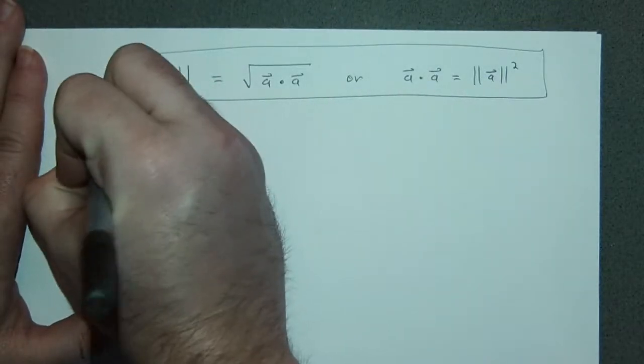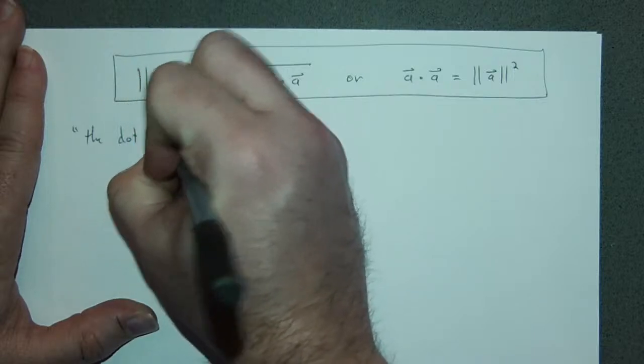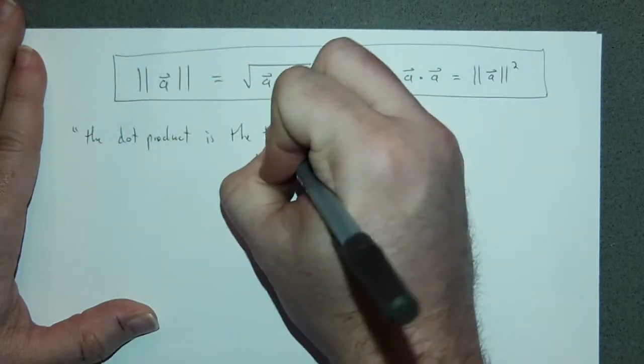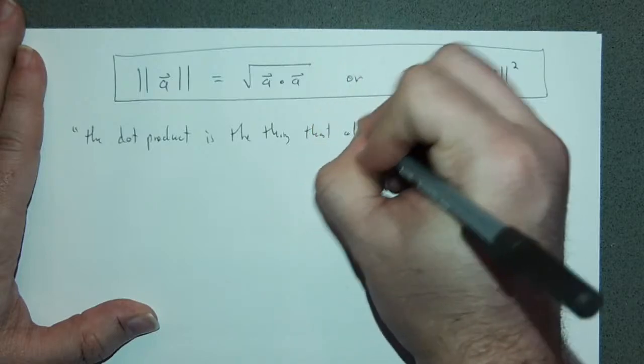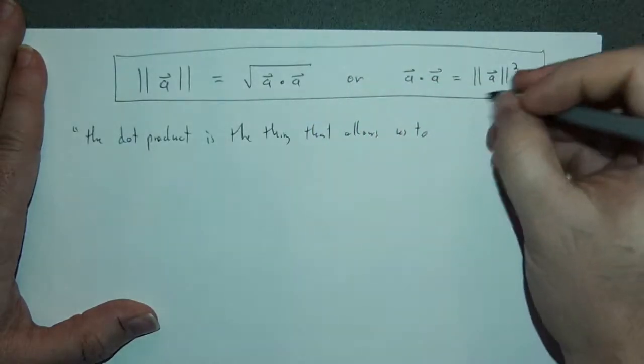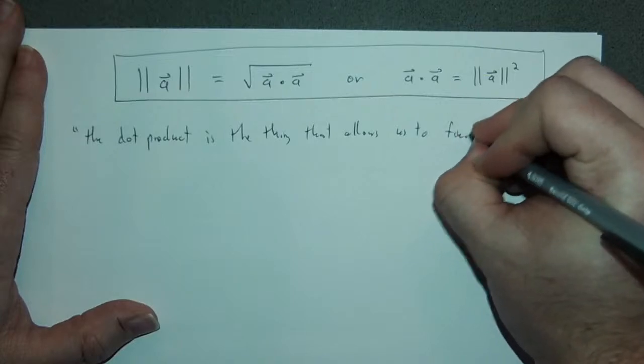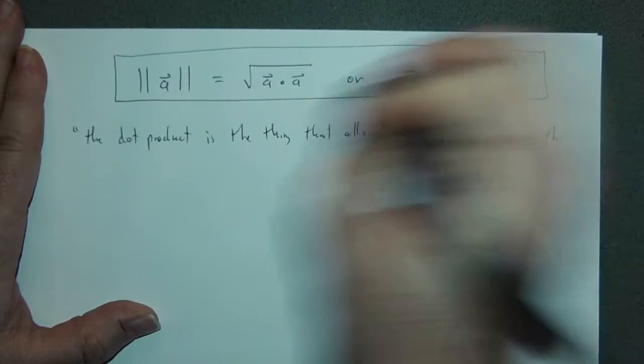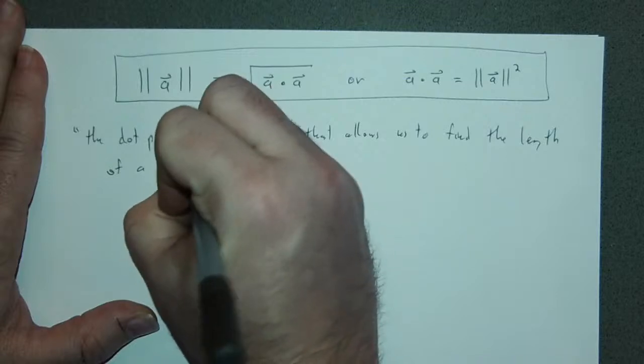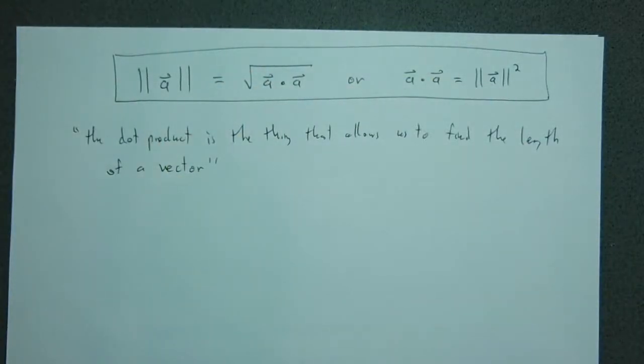Okay, so the dot product is the thing that allows us to find the length of a vector. And so going way ahead for a second, basically on Euclidean space, on say R3, I can define this dot product, and the normal length that we're used to comes from it.